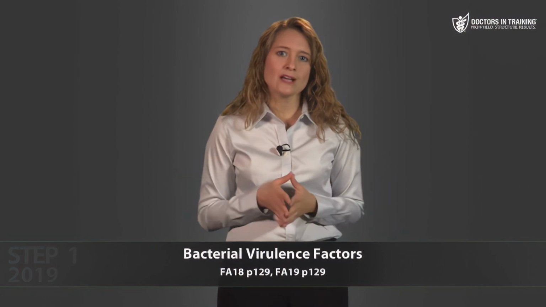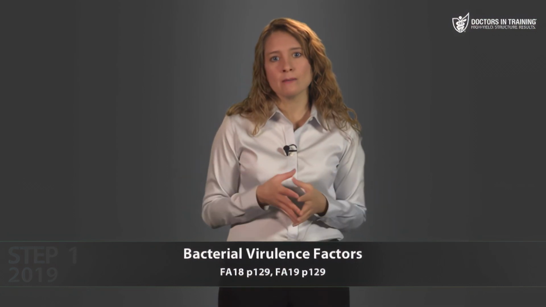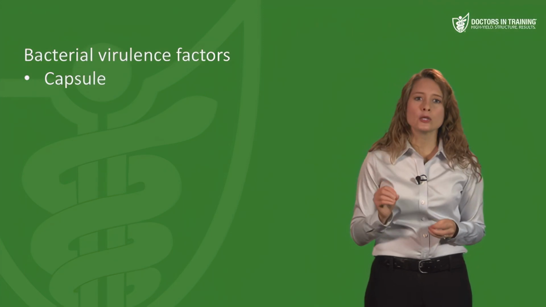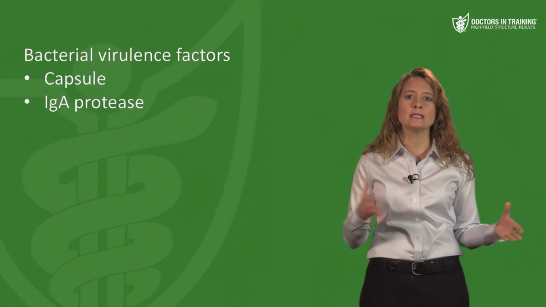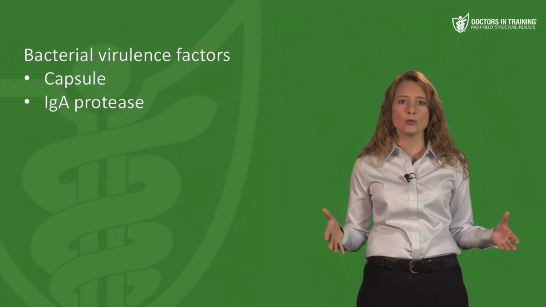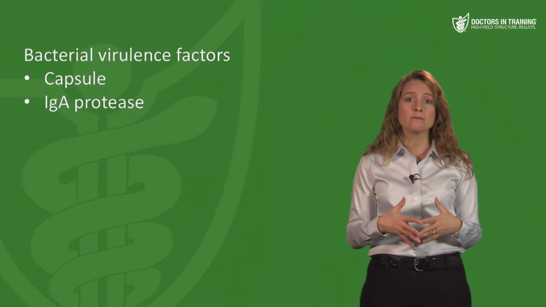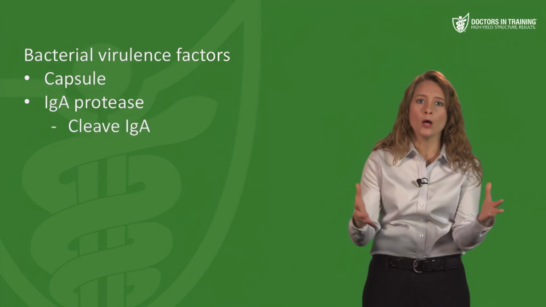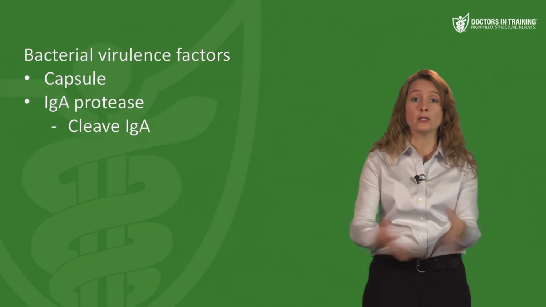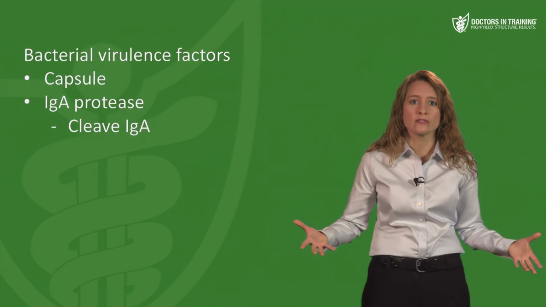As for virulence factors, I think the most important for you to remember is that capsule. Another strep pneumo virulence factor to remember is an IgA protease. IgA is the immunoglobulin that helps protect mucosal surfaces from bacterial infection. Well, an IgA protease can cleave IgA, which would help create a survival advantage for bacteria colonizing on a mucosal surface.